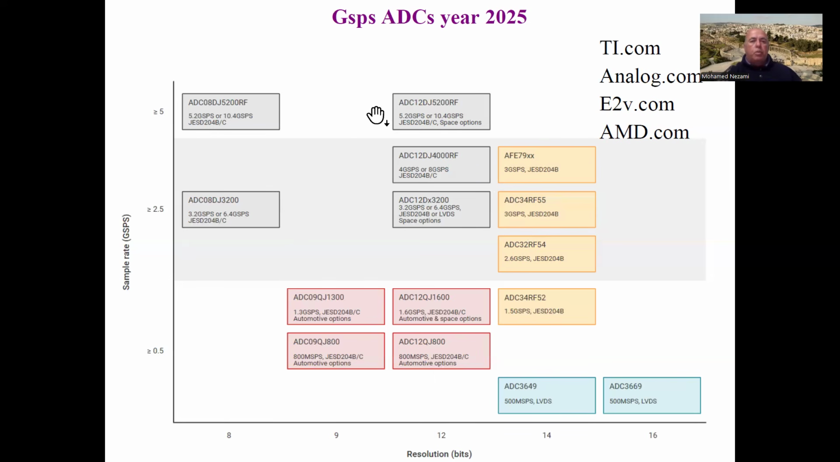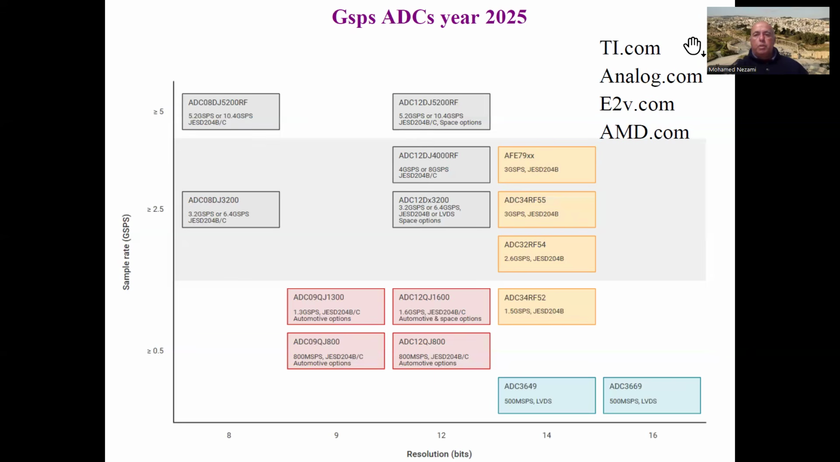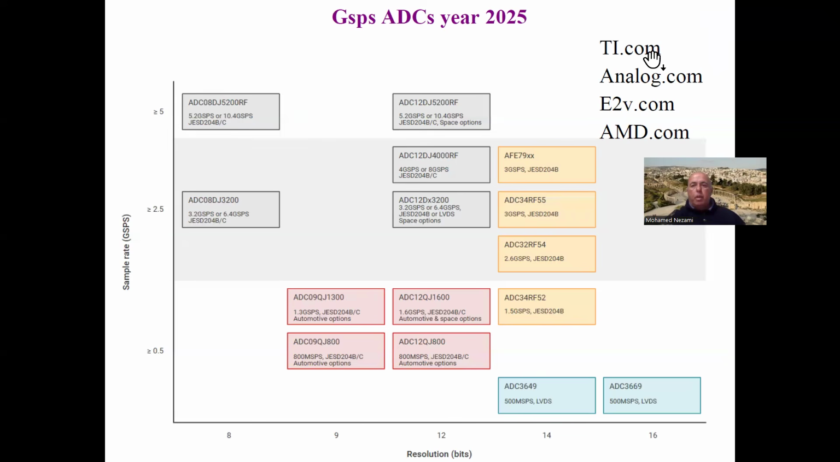Okay. And of course, all of these ADCs are equipped with the SERDES, that is the JESD204B and C. So we'll talk about that in a minute. Okay. So these are the companies that are right now the big players in this market, like I mentioned before.